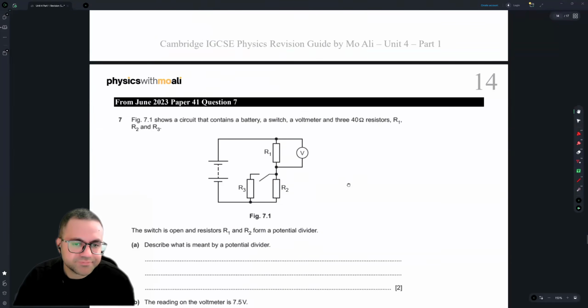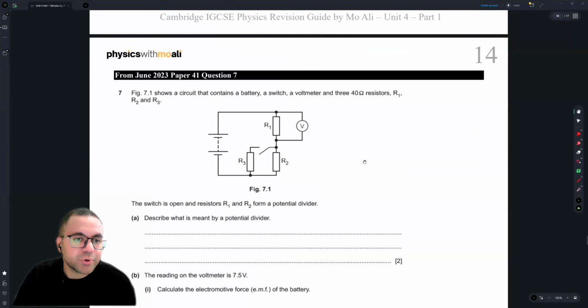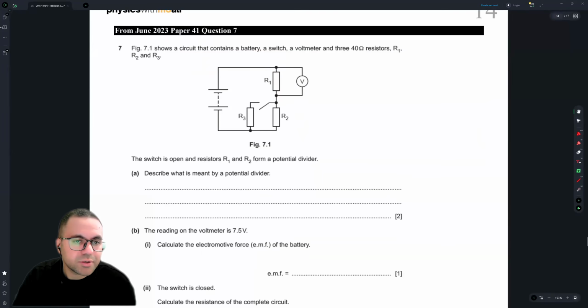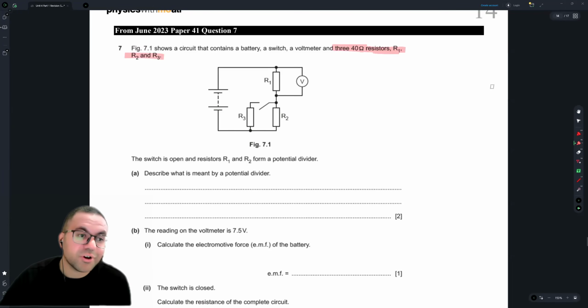Next. Figure 7.1 shows a circuit that contains a battery, a switch, and a voltmeter, and 3 40 ohm resistors. Oh, this is important. He didn't draw the values. He just mentioned them here. They're all 40 ohm resistors. R1 and R2 and R3.